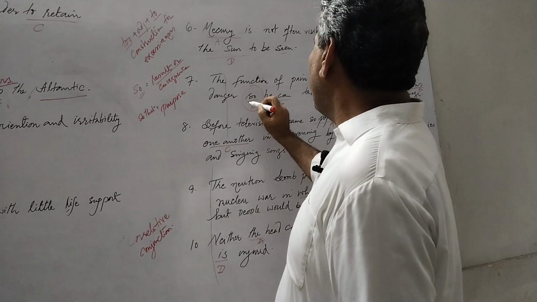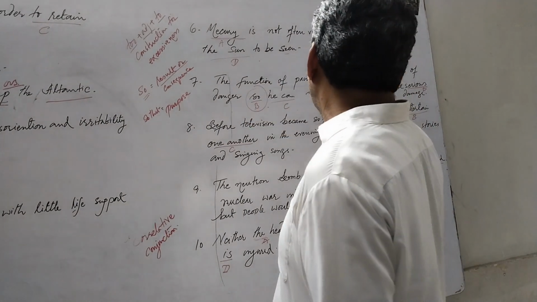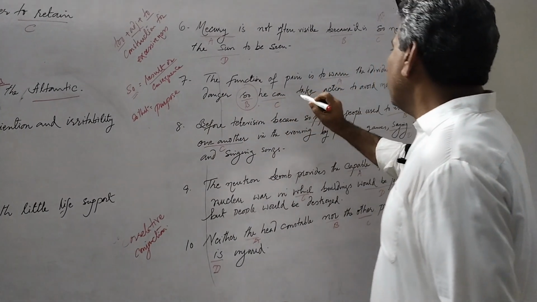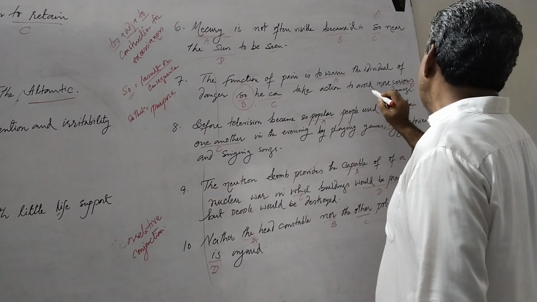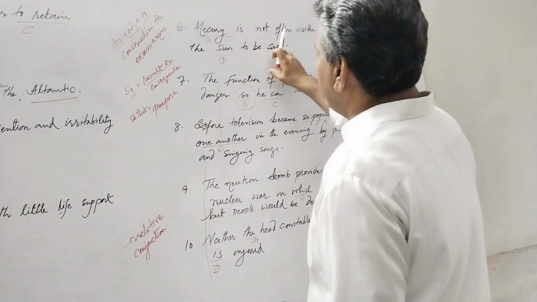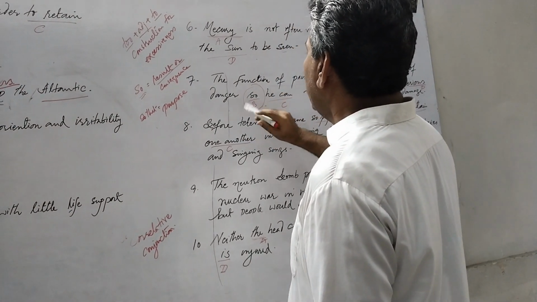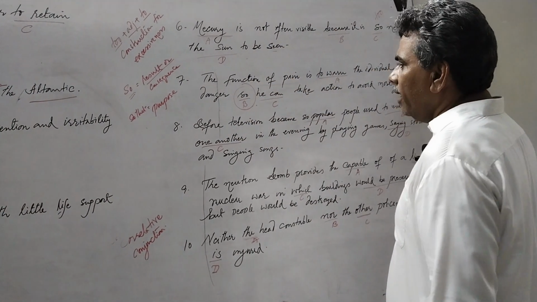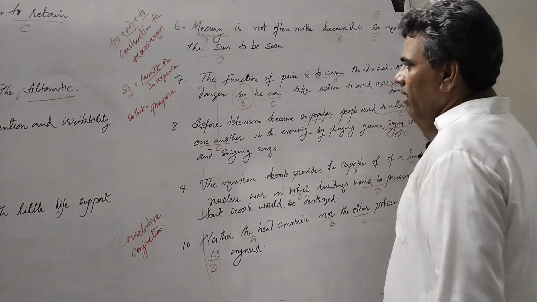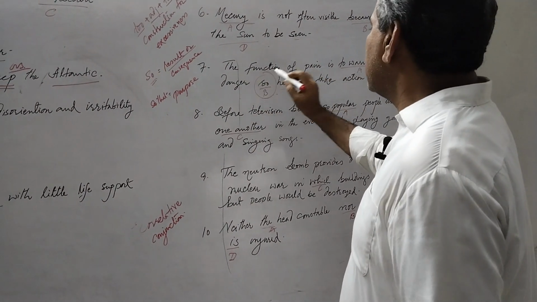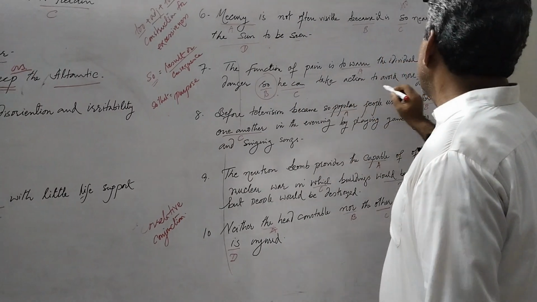But after this clause, we need so that, because it completes the purpose of the first clause. So we have to remove so and keep so that here, so that the meaning should be clear and of that purpose. The function of pain is to warn the individual of the danger so that he can take action to avoid more serious damage.